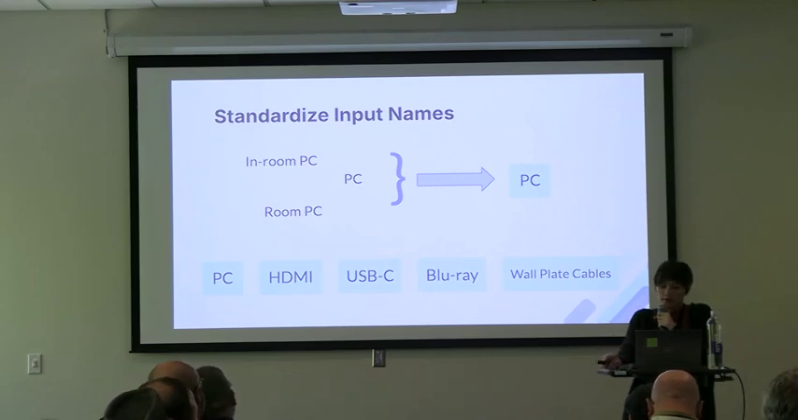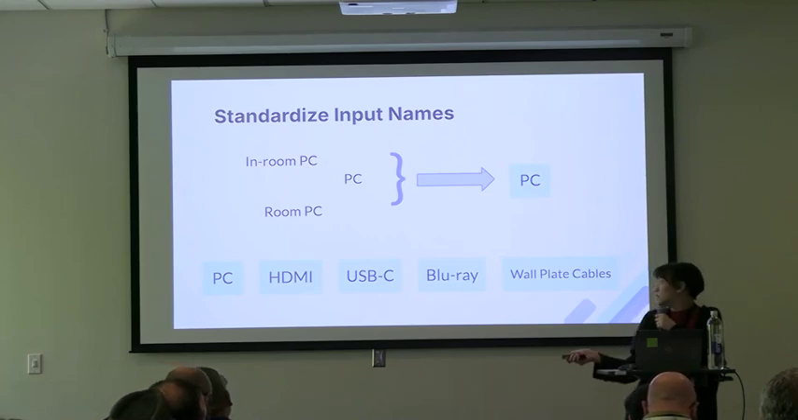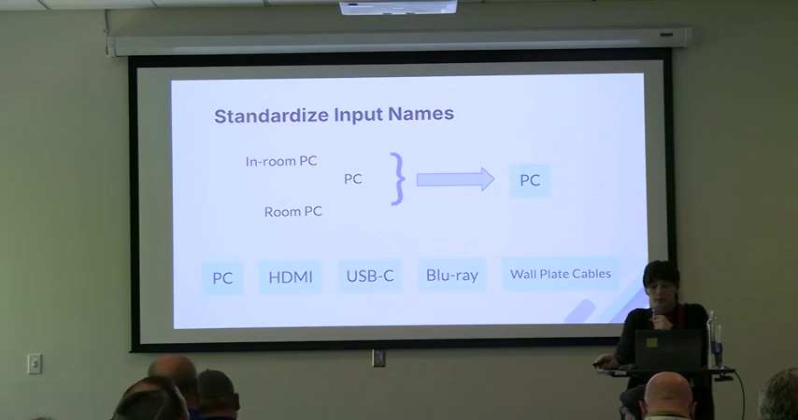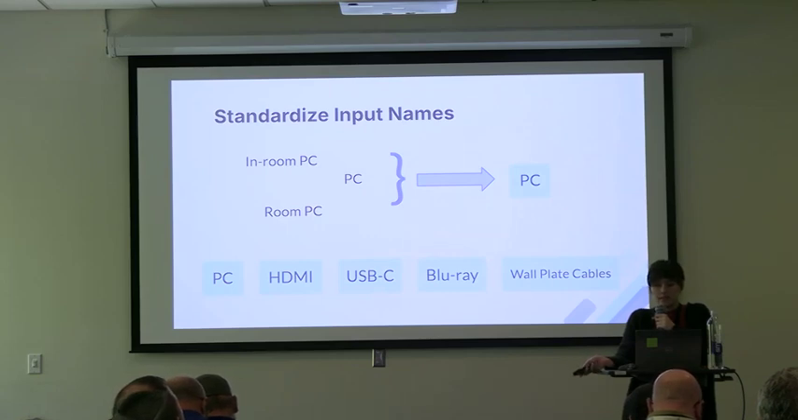Most of our classrooms have the same 5 input types, like I said earlier, with some variations. So we standardized all of the names of our inputs to PC, HDMI, USB-C, Blu-ray, and wall plate cables. Now we're only seeing 5. We standardized this both on the GVE reporting side and on the user interface side, so now the same terminology is displayed for both users and technicians for consistency.